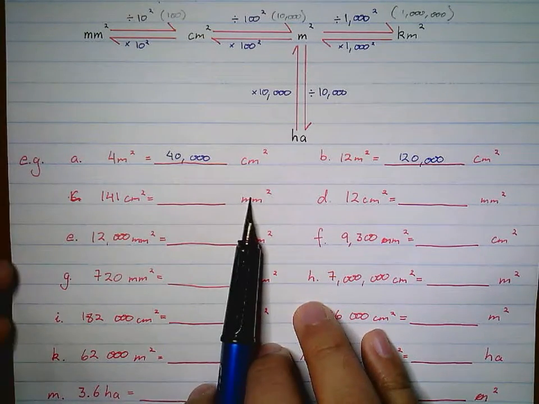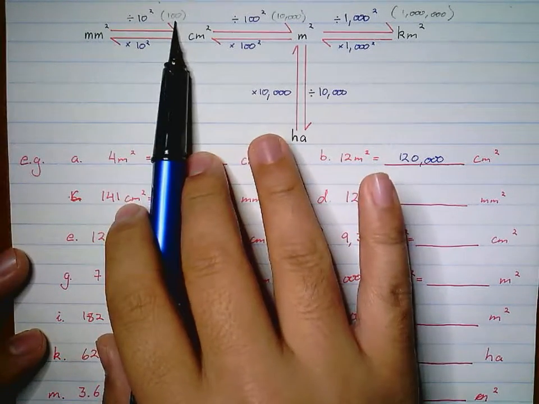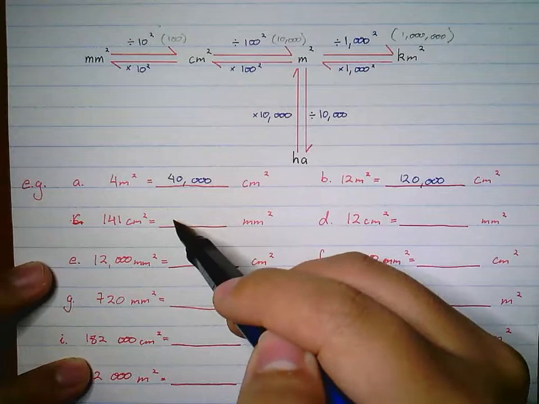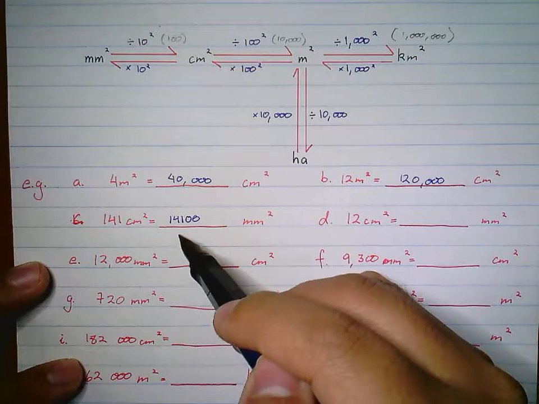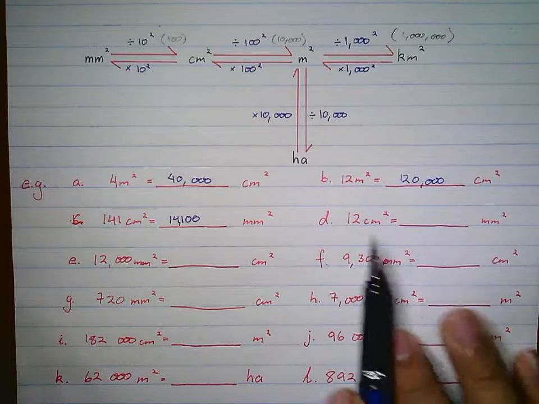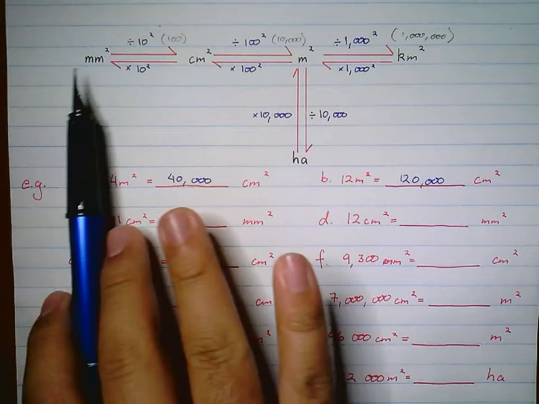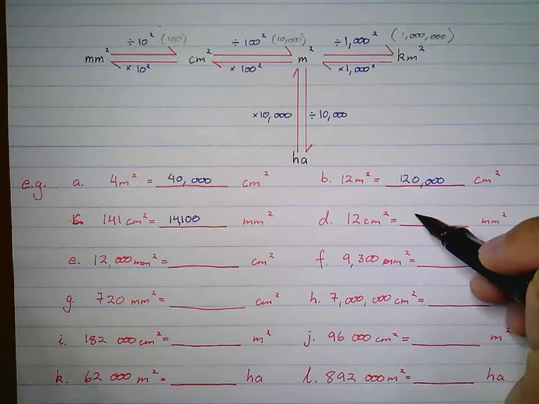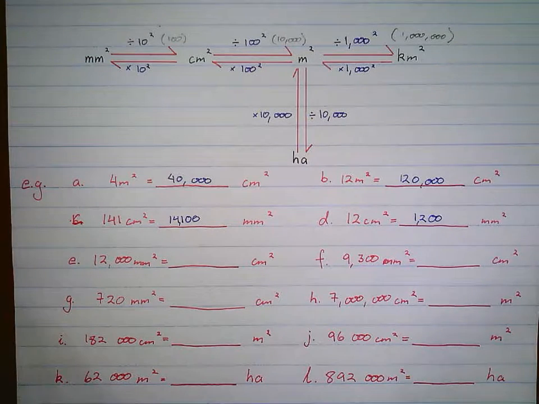Centimeters to millimeters this time. Centimeter squared to millimeter squared, we need to multiply by 10 squared, which is 100. So 141 times 100 will give us 141 with 2 extra zeros, 1, 2. That gives us 14,100 millimeter squared. Once again, centimeter squared to millimeter squared, multiplying by 100 gives us 12 with 2 extra zeros, 1, 2, 1,200.